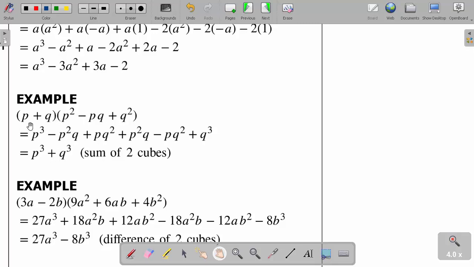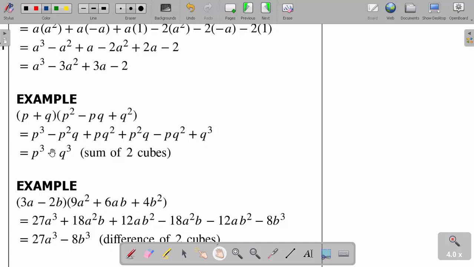Okay, next here we have p plus q, brackets, p squared minus pq plus q squared. So we're going to multiply p times p squared gives us p cubed, and then p times minus pq gives us minus p squared q, and then p times q squared gives us pq squared, which you see here, and then q times p squared gives us qp squared. That's what you see here. What about q times minus pq gives us minus pq squared, and then q times q squared gives us positive q to the power 3.